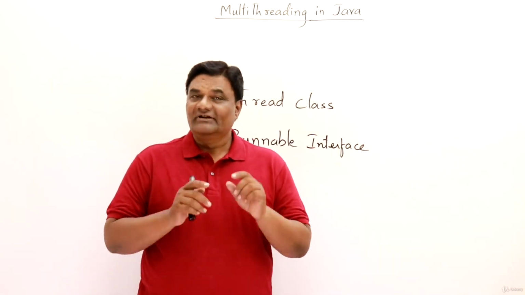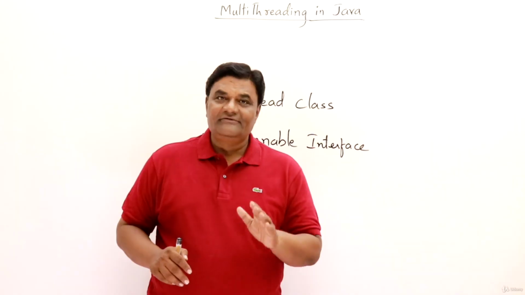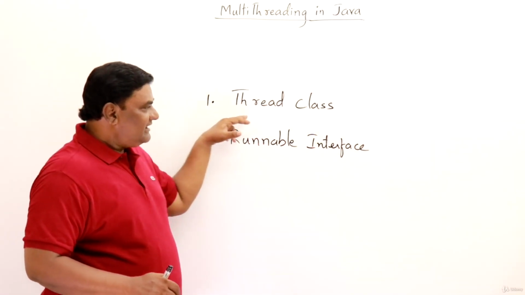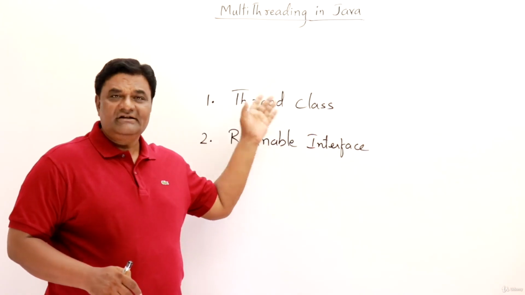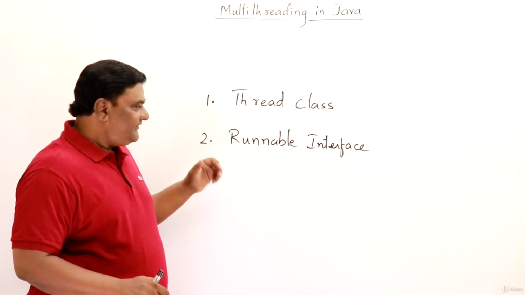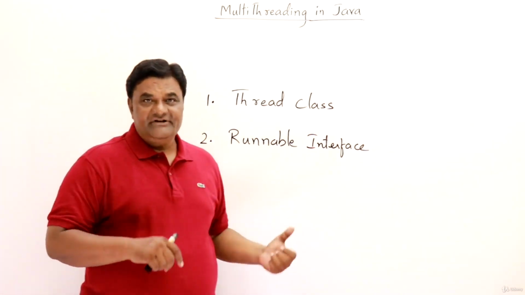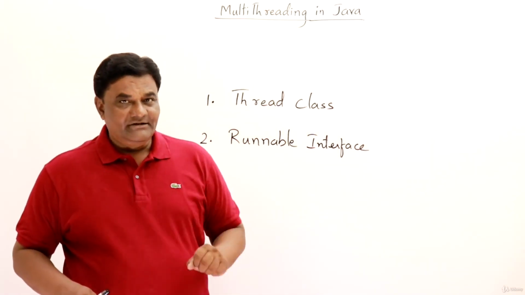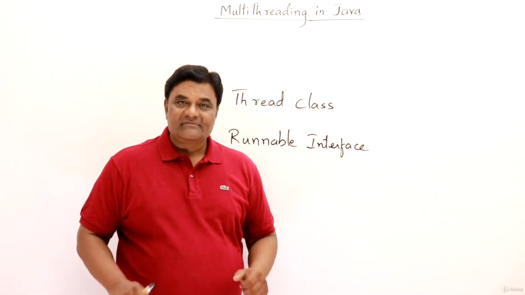So first let us see what classes and interfaces are available for multithreading. Java provides a class called Thread, so let us call it the Thread class, and an interface called Runnable. So Runnable interface, Thread class and Runnable interface. These are the two things available for achieving multithreading.